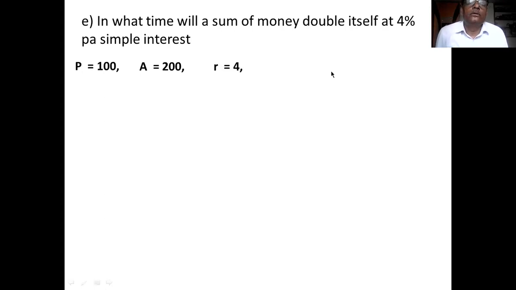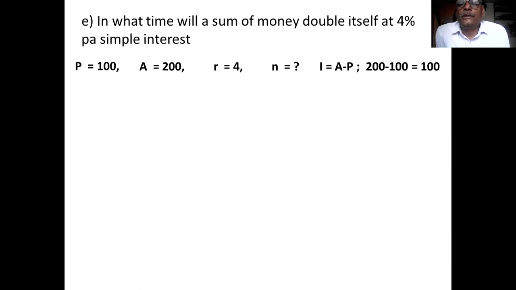R, what is the rate? 4%. Then N. N is not given in the problem. They ask to calculate N, the period. What time is the question? That is the N. N is unknown. Then what is the interest here? 100 rupees. Any doubt? So interest is equal to A minus P. A minus P is equal to 200 minus 100 is equal to 100.